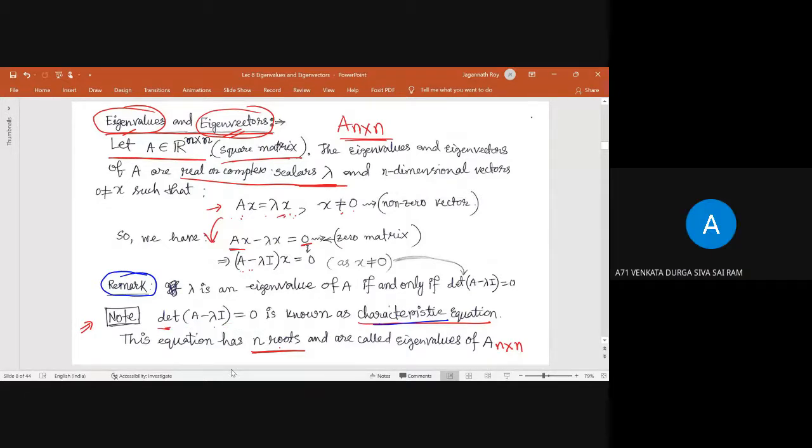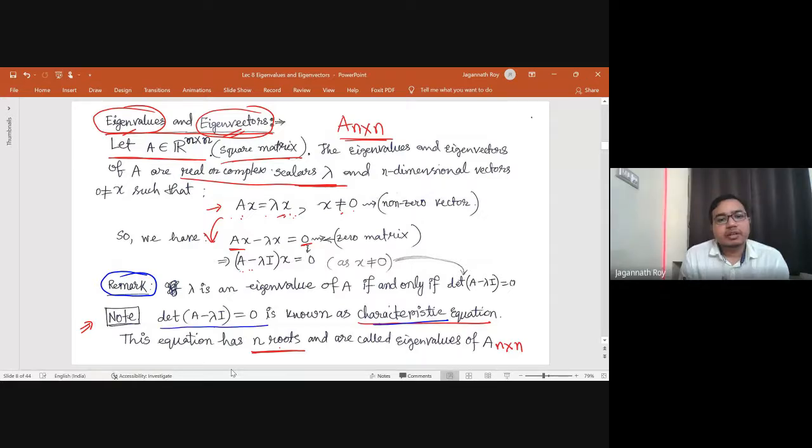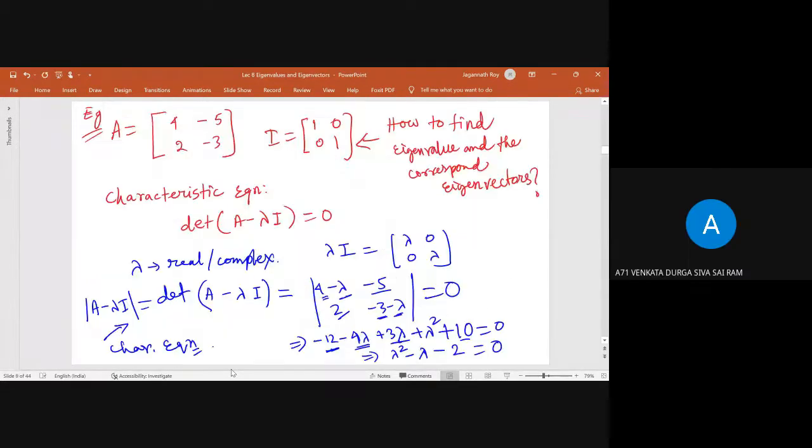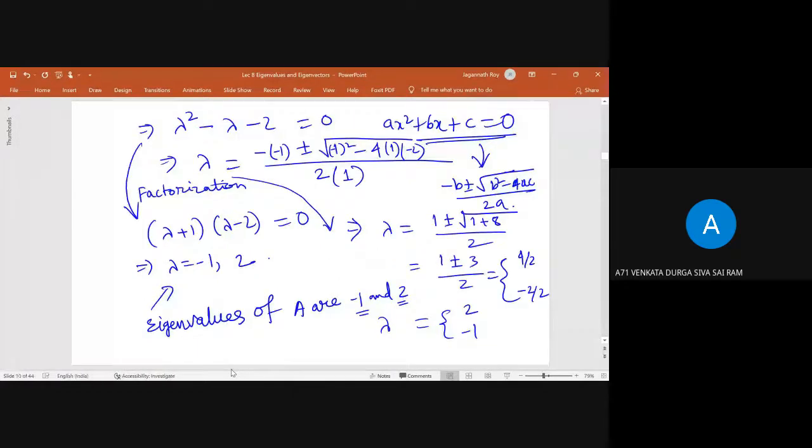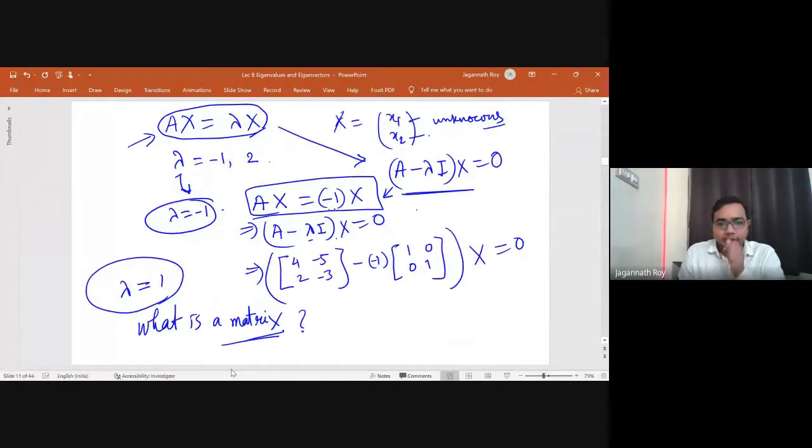Okay, sir. This is our standard procedure. Make this 0, find out the value of lambda. This lambda will be called the characteristic value or eigenvalue. Okay, sir. Now we want to find out the corresponding eigenvector.